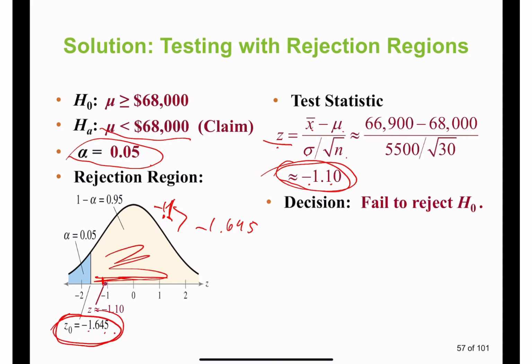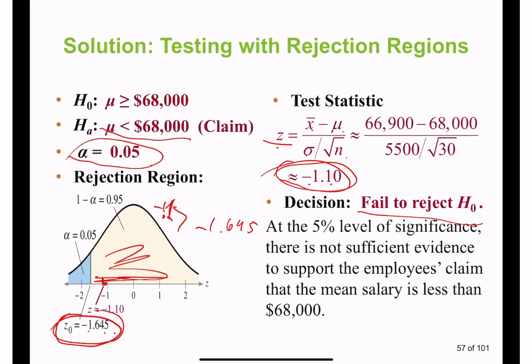But because your claim is the alternative, if you fail to reject the null, that means you reject the alternative. Correct? So, at the 5% significance level, there is not sufficient evidence to support the claim that the mean salary is less than $68,000. Okay?